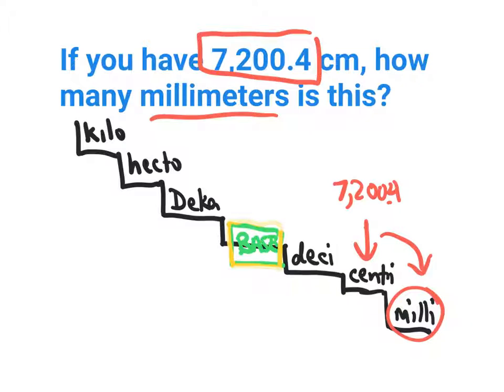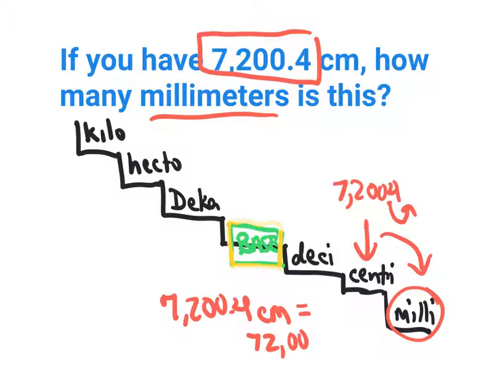And as we do this, since we went one step to the right, we're going to move our decimal one to the right. And that means that 7,200.4 centimeters is equal to 72,004 millimeters. And this is the way you've done it for a long time, and it works perfectly fine when converting quantities of the same unit.